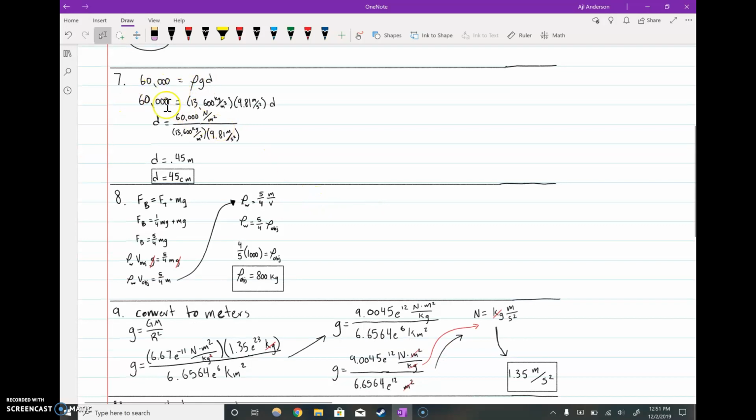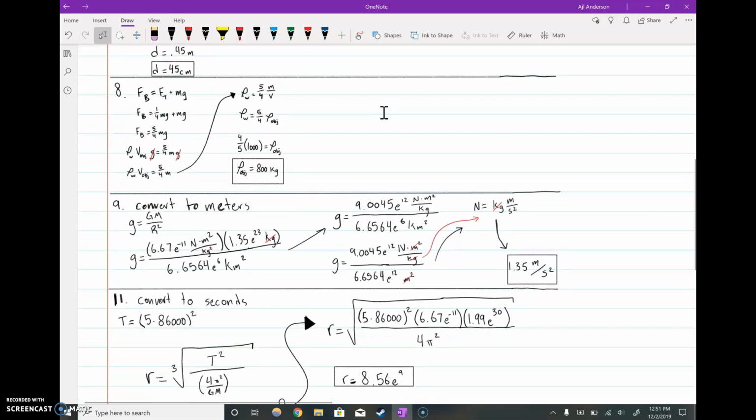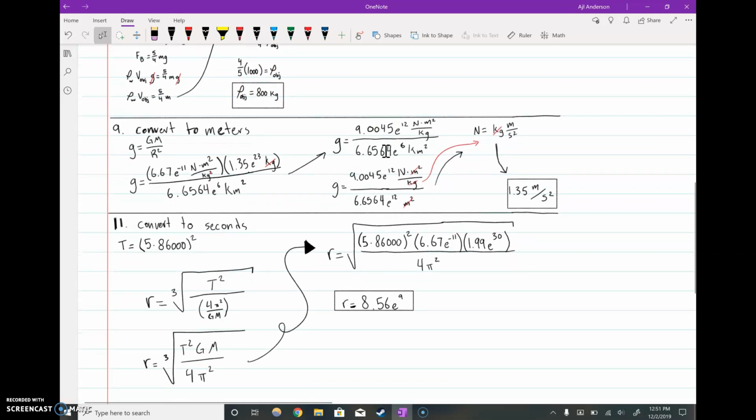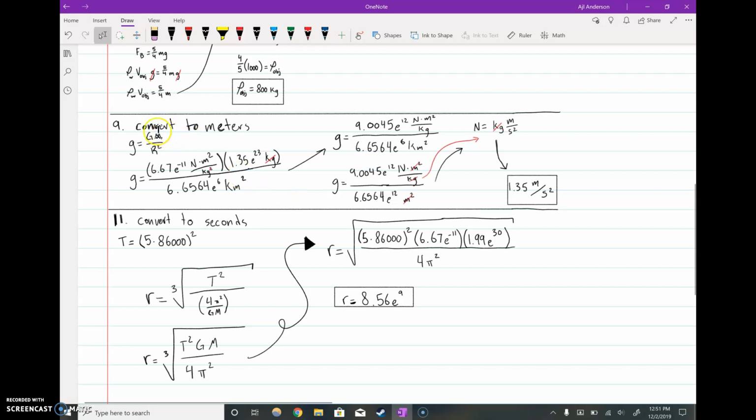Here is this guy for question 7. There's our question 8 with the string and the beach ball tied underwater. On this guy, I converted my meters wrong on the bottom half, so my answer was 1,000 times too large.